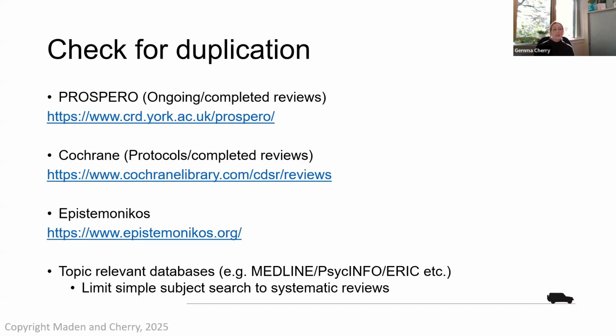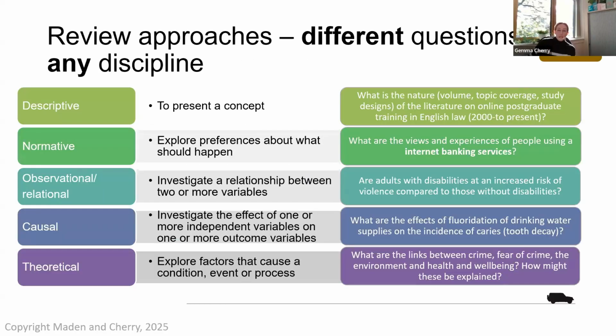And then, like I said, choose a topic relevant database and just do a simple search to see what's out there in terms of systematic reviews. Because you'll be surprised, post-COVID, as to how saturated the systematic review market is at the moment. So the first thing to do is to try and find that niche. And then what you need to do next is really think about the question that you want to ask.